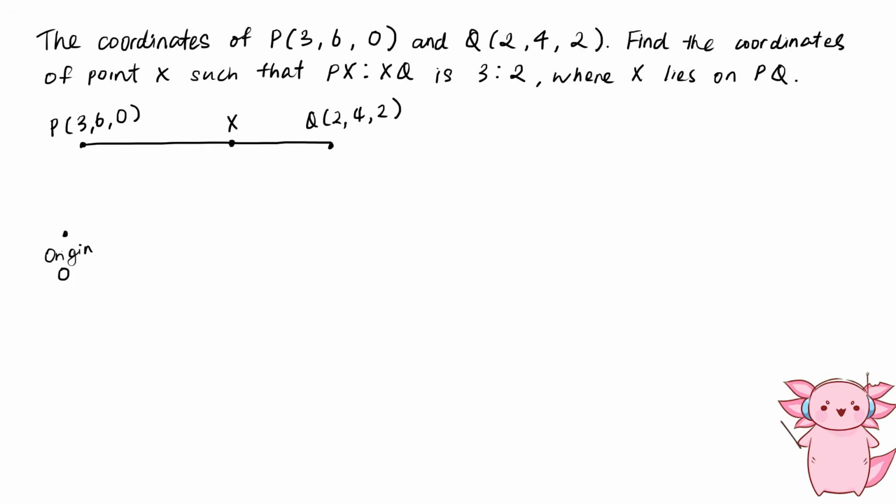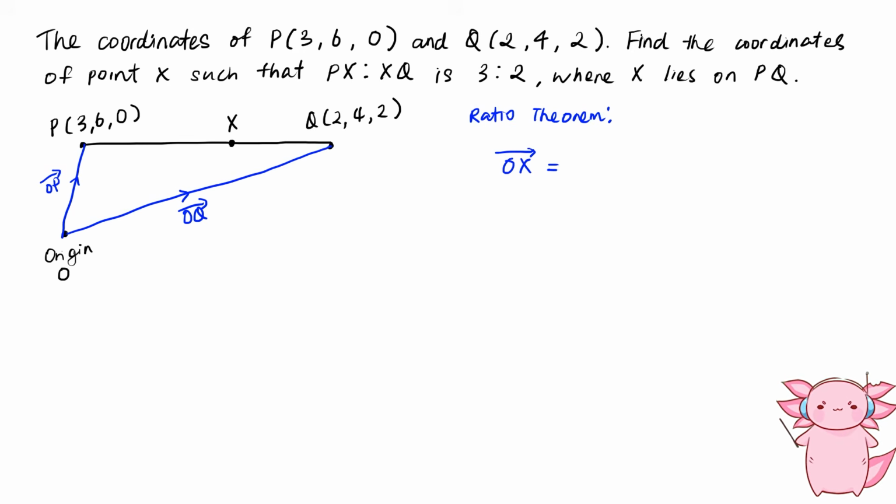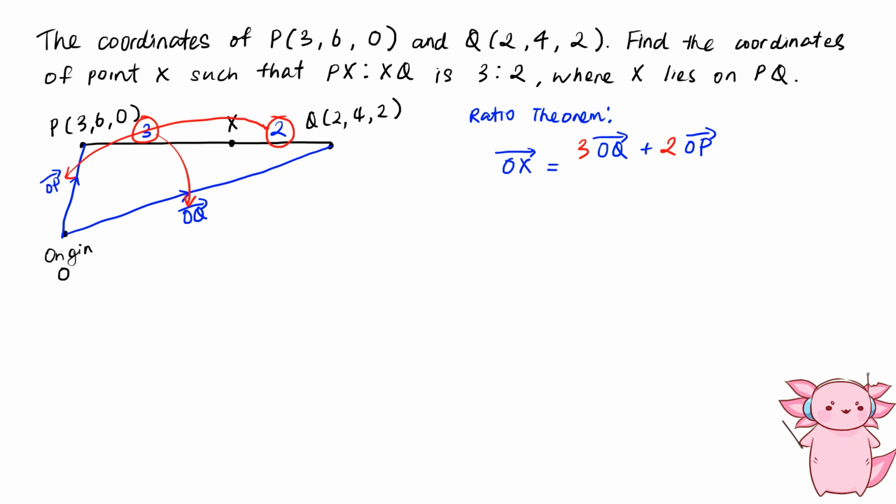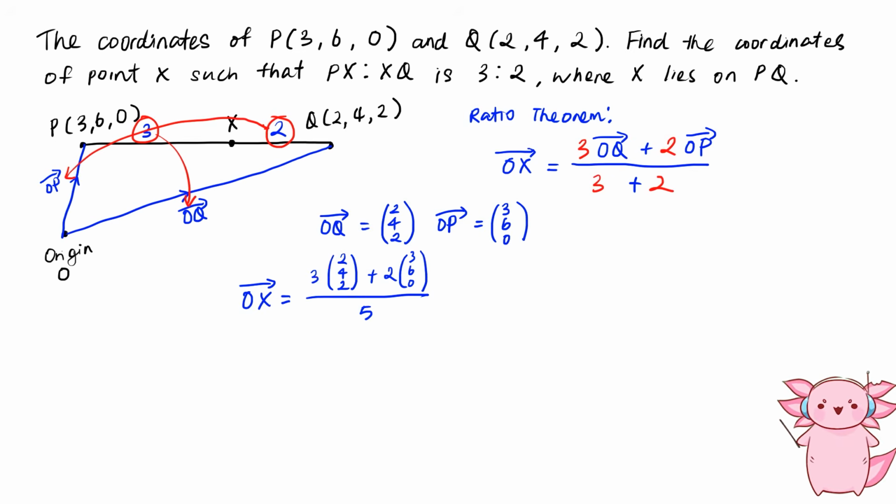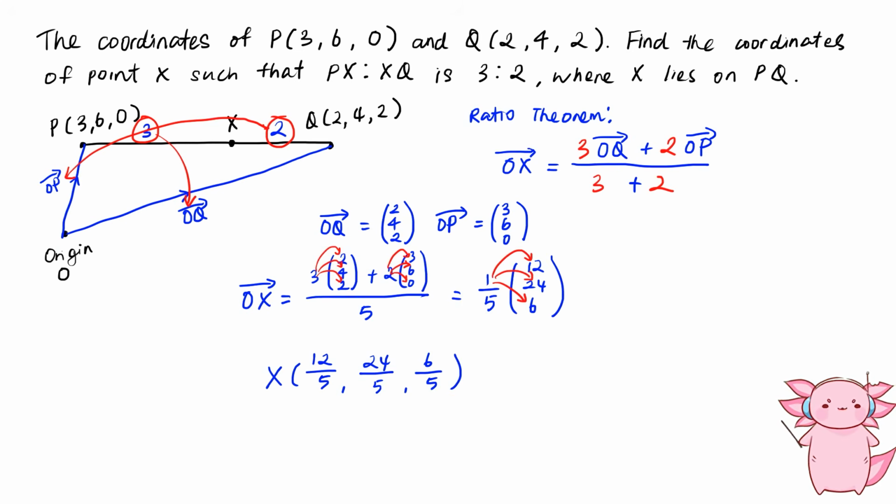For this question, let's try to draw a diagram of the line PQ and the origin O over here. So we can find the relationship between OQ and OP using the ratio theorem, where it's kind of like cross multiplication. So it's 3 times of the opposite side OQ plus 2 times of the opposite side, which is OP, divided by the addition of the ratio, which is 3 plus 2. So adding all of these vectors up and multiplying the 1/5 in, we can get the final coordinates of X.